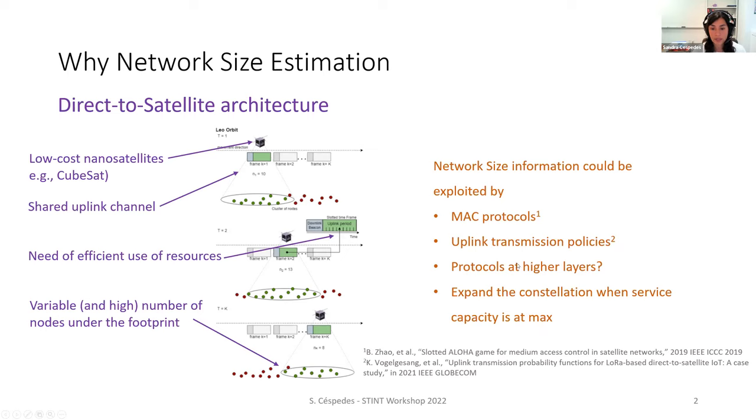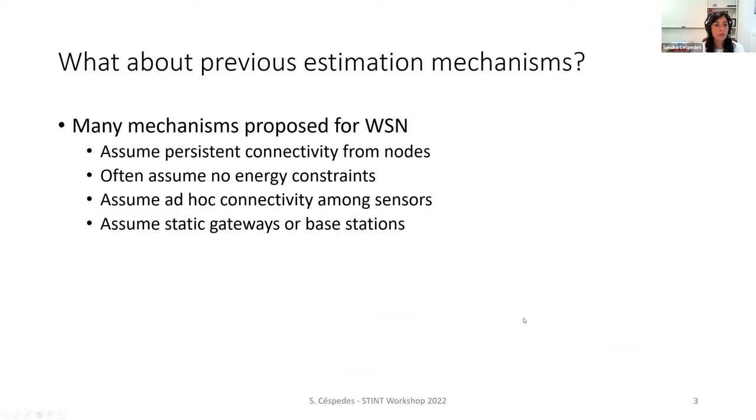And potentially this could also be of use for higher layer protocols, let's say routing or transport layers, that could also make good use of this information. And even for operational aspects, such as expanding the size of the constellation: if we have this network size information, then we could check whether the service capacity is reaching the maximum. So we could even launch new satellites to the constellation so that we can expand the service capacity. So what about previous estimation mechanisms? There are many, but they were focusing on terrestrial networks, and many of them were focusing on wireless sensor networks.